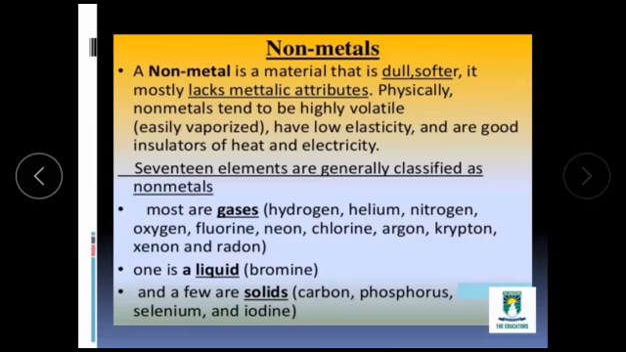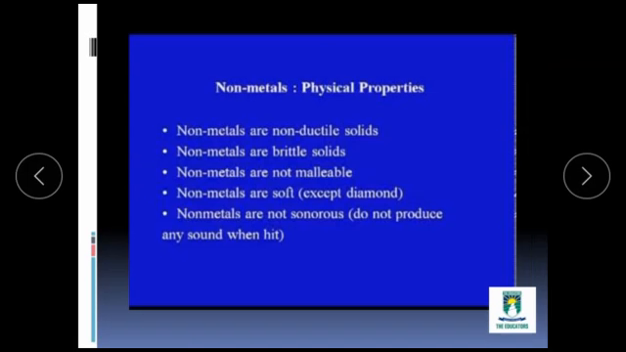Nonmetals, their physical properties. Nonmetals are non-ductile solids. Nonmetals are brittle solids. Nonmetals are not malleable. Nonmetals are soft except diamond. And nonmetals are not sonorous, means they cannot produce any sound when hit. So students, these are some physical properties of nonmetals.